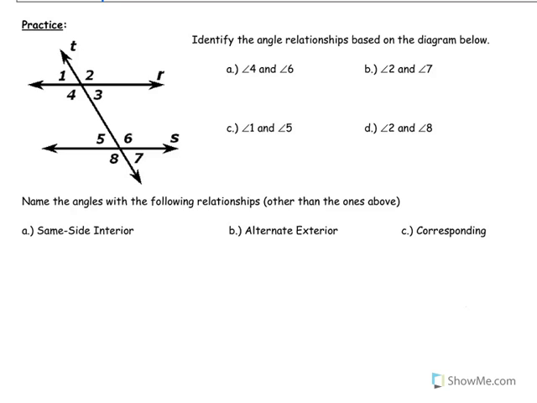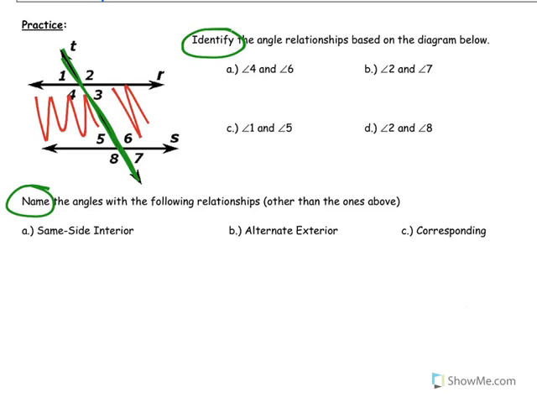All right, so this practice goes over the 2 types of questions that I could ask you. I can ask you to identify an angle relationship, or I can ask you to name an angle given a relationship. So let's go over what it means to identify first. I'm going to look at my picture, bold that transversal, and highlight the interior region, which is right here. Given angle 4 and angle 6, identify the angle relationship.